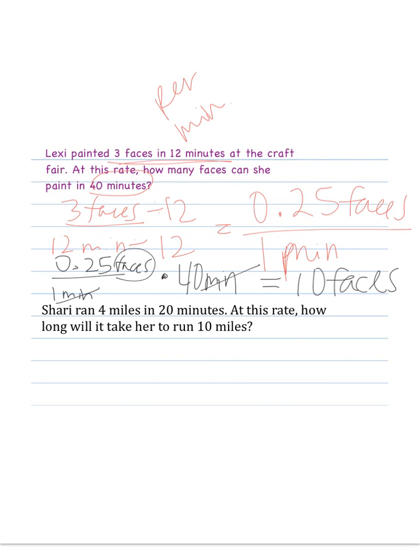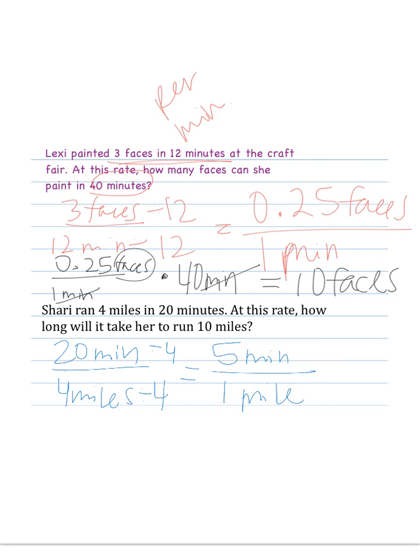Alright, next one here to try. Sherry ran 4 miles in 20 minutes. At this rate, how long will it take her to run 10 miles? Well, we need to know how long it takes her to run each individual mile. So we're going to take the 20 minutes for the 4 miles. Divide these both by 4. And she takes 5 minutes per 1 mile.